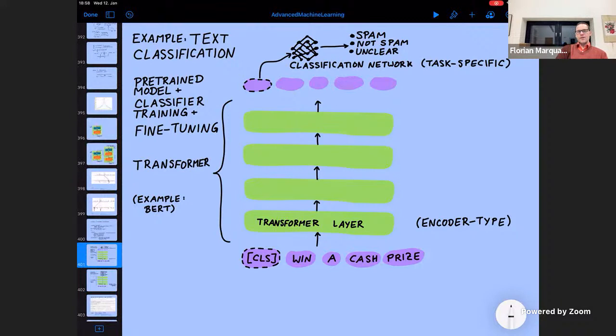But there is something which is even more fascinating, namely tasks where you don't even need to train for the particular task, where you just use the transformer that has been pre-trained and don't do anything extra. And so this is what I want to discuss now.